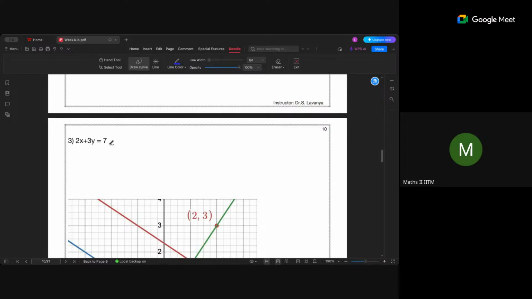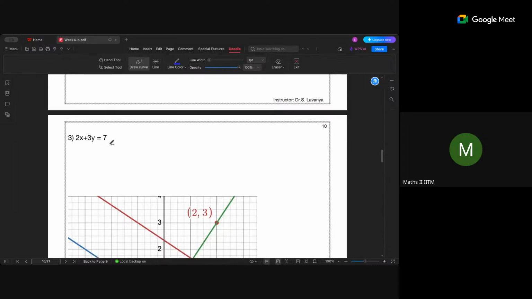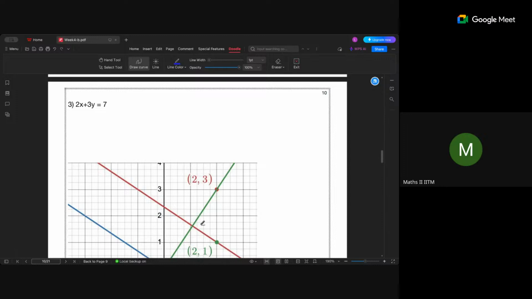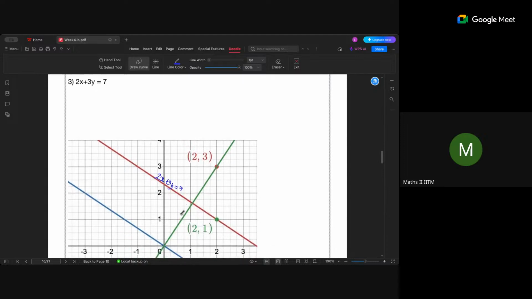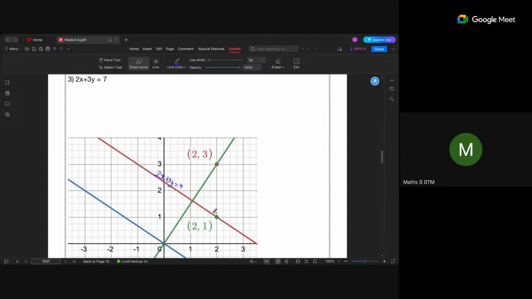Is this a subspace? Yes. Does it pass through the origin? No, ma'am. This is your line 2x plus 3y is equal to 7. Does this pass through the origin? No. For example, you take this point.